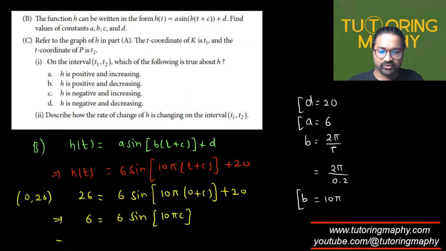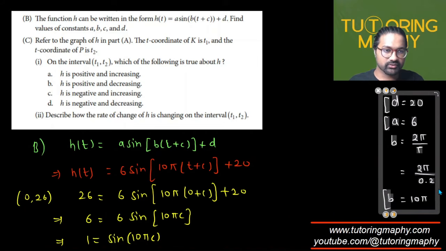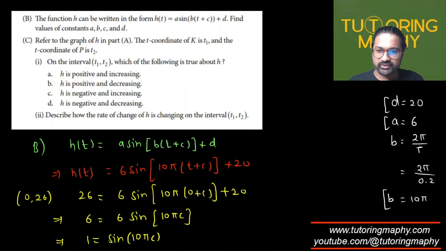6 and 6 is gone from both the sides, so 1 is equal to sine of 10 pi c. I'm going to need some space over here. Let me move these things over on the right, and let me separate my work over here, perhaps with a different color.